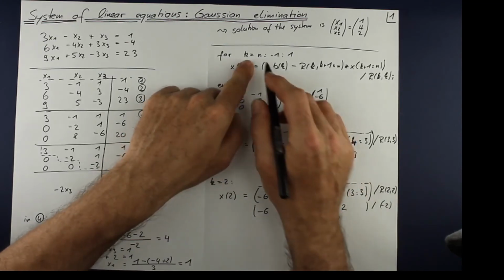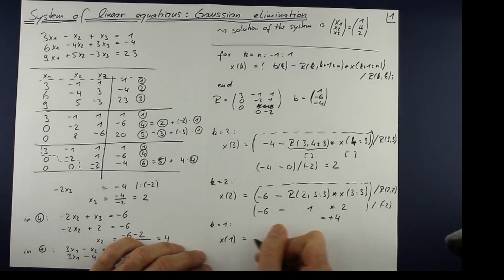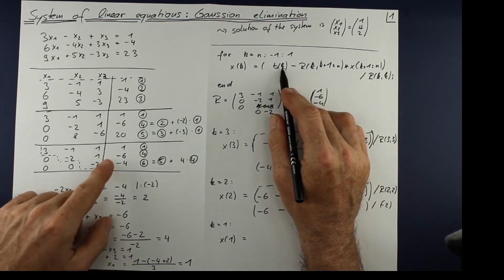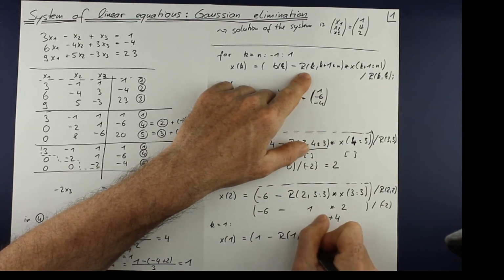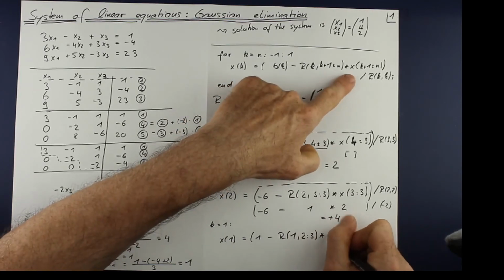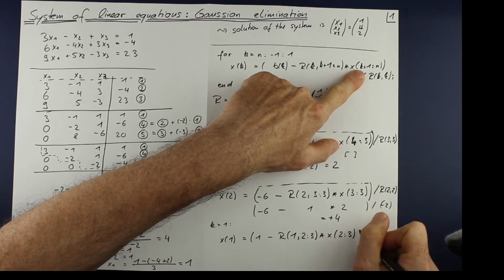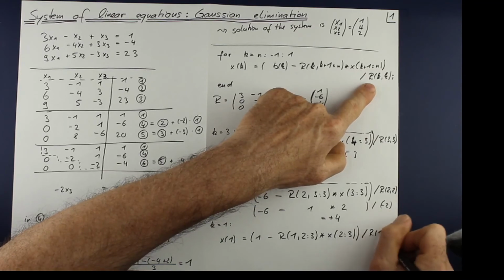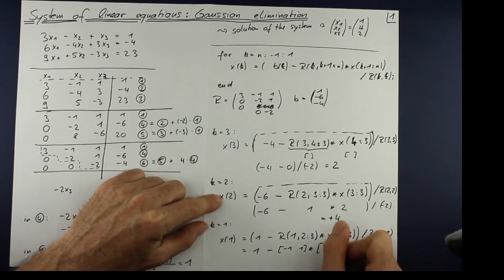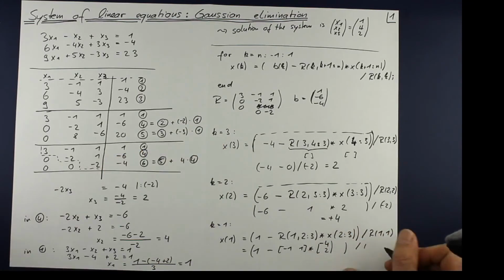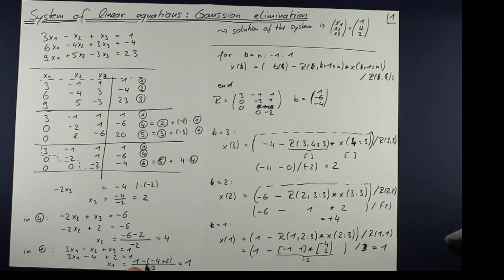Now we step k from 2 to 1, and x1 is b1, and b1 is 1, minus R1,2 to 3 times x 2 to 3, divided by R1,1. This is this part: x2 is 4 and x3 is 2, divided by 3. This is matrix multiplication. Minus 4 plus 2 is minus 2. And so we get 3 divided by 3, which is 1.